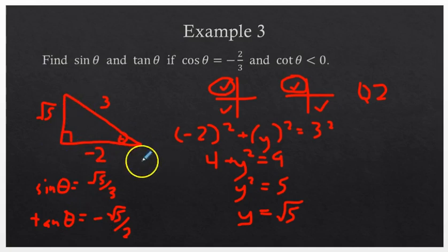So drawing a reference triangle, even without knowing the angle, is possible as long as you use the rules for the signs of the 2 functions they gave you, and then Pythagorean theorem to find the third missing side.